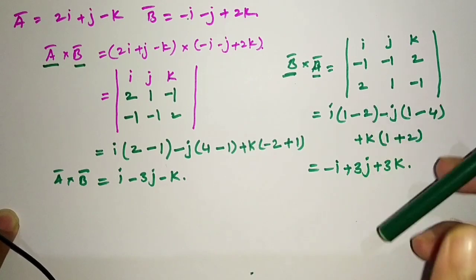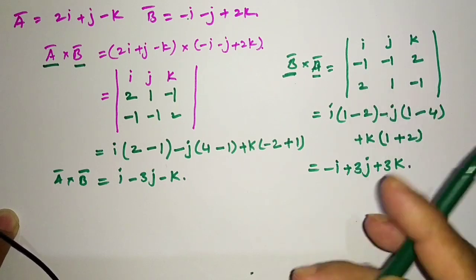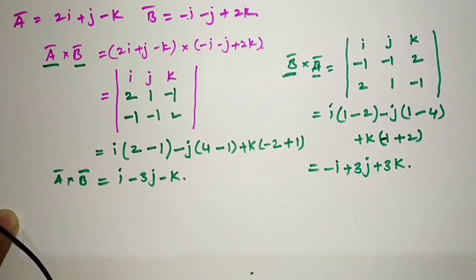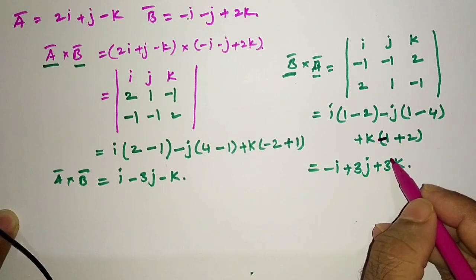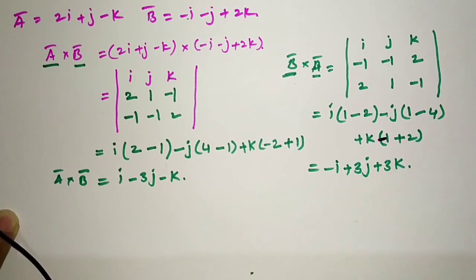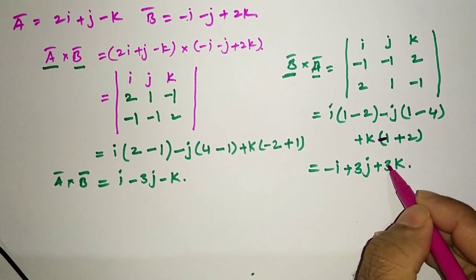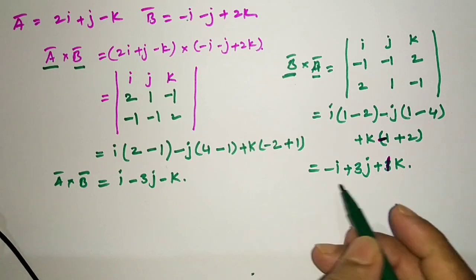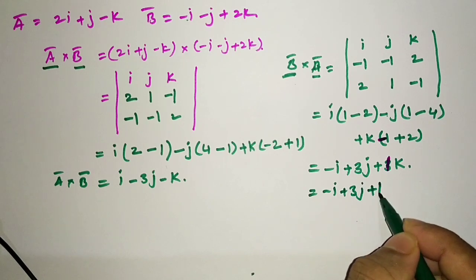See, here we have made a mistake. What is that? k into minus 1 into 1, how much? Minus 1. See, a small mistake spoils our answer. Okay, this is minus 1. So what do you get? Plus 1 into k, plus k. Okay, so this is minus i plus 3j plus k.